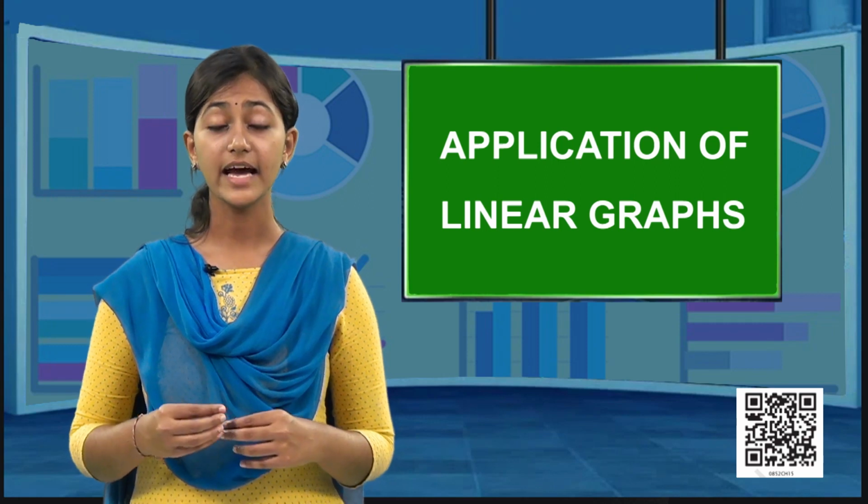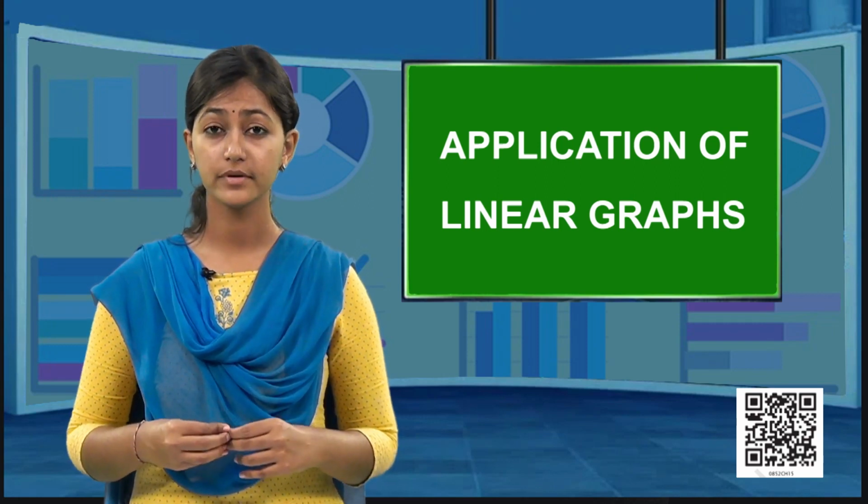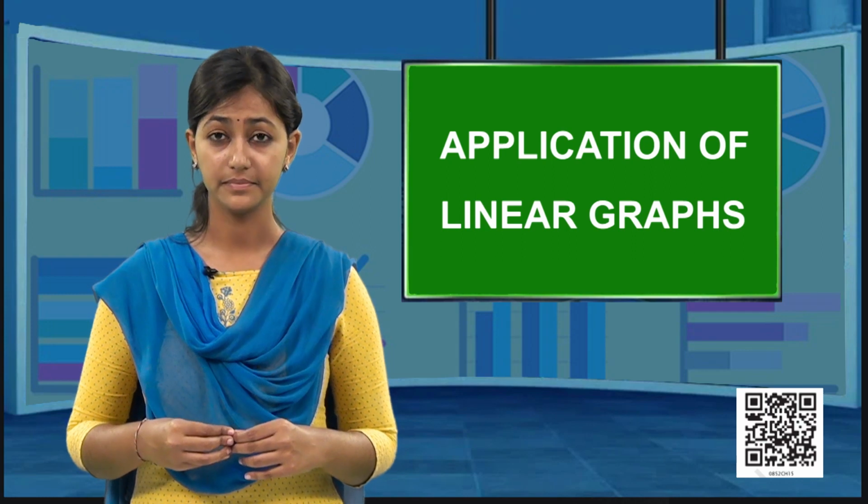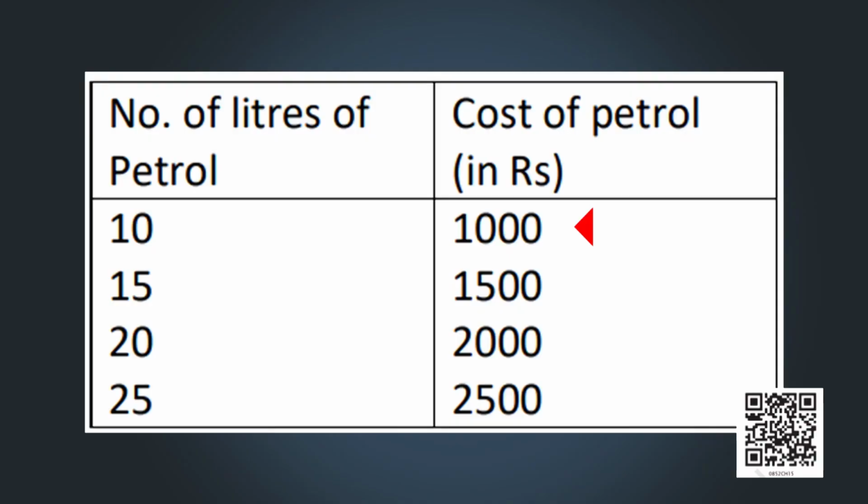Now, let's see applications of linear graphs. Let's take an example. Suppose 1 liter of petrol costs 100 rupees. For different quantities of petrol, the costs are as follows. For 10 liters of petrol, the cost is 1000 rupees. For 15 liters of petrol, it's 1500 rupees. For 20 liters of petrol, it's 2000 rupees. For 25 liters of petrol, it's 2500 rupees.